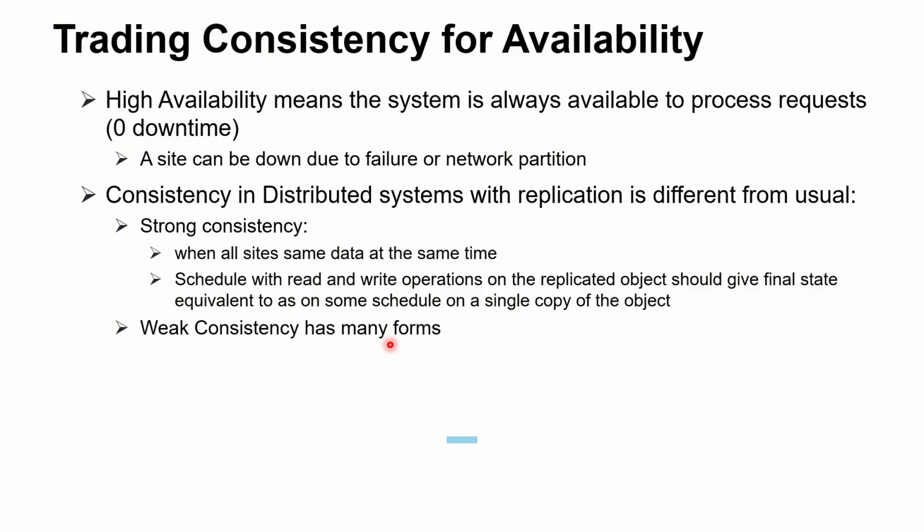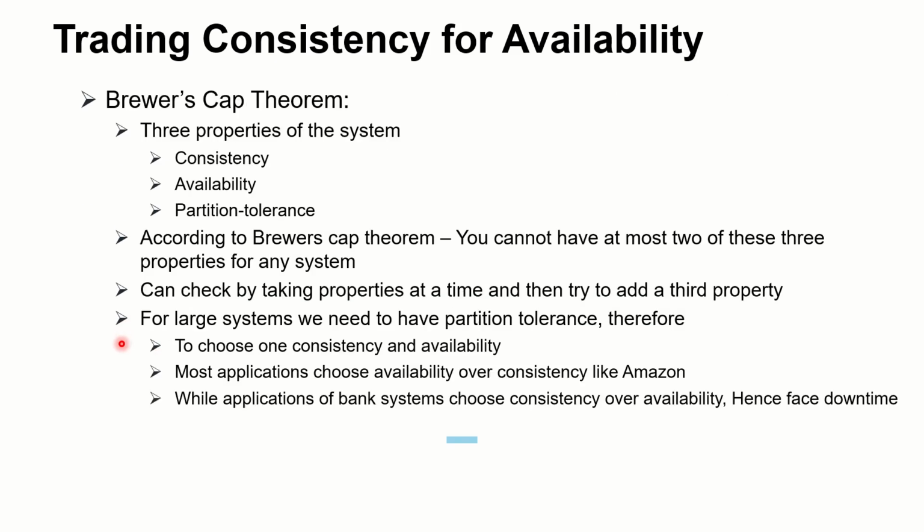Weak consistency has many forms. However, strong consistency has a single form, but weak consistency has many forms. So let's talk about what is Brewer's CAP theorem. We have talked about consistency, availability, and partition tolerance. In partition tolerance, our system is able to handle network partitions also. If systems are separated by the network and are unable to contact each other, then our system is able to handle those situations also. So we have talked about consistency, availability, and partition tolerance.